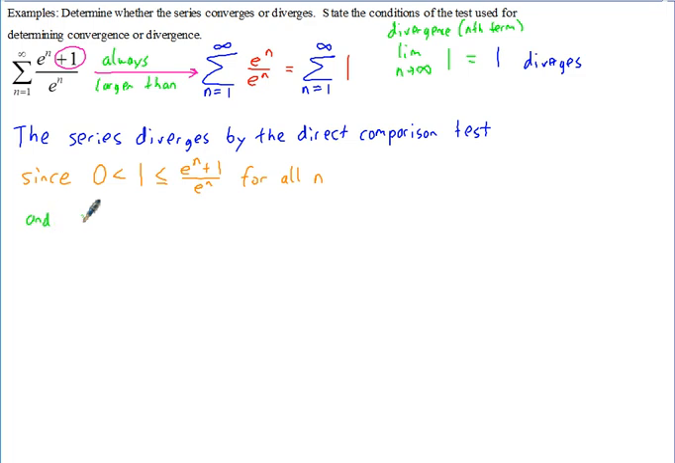And the divergence test, or I could also call it the nth term test, since the limit as n approaches infinity of 1, the key was in order to possibly converge, this had to equal 0, and it did not equal 0. That's how we knew it diverged.